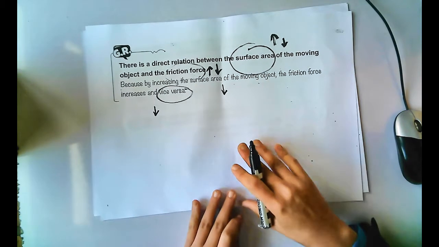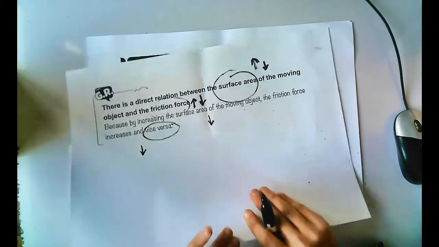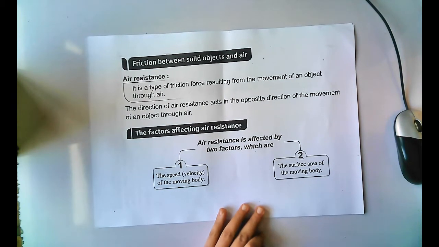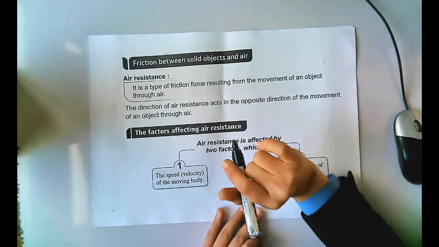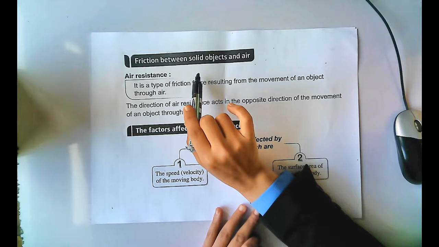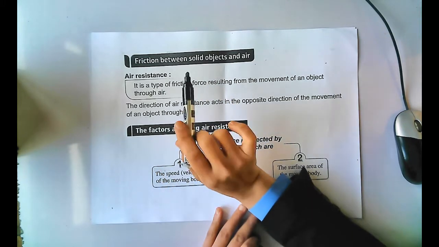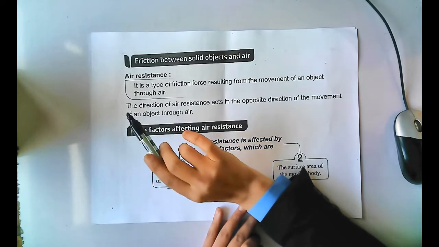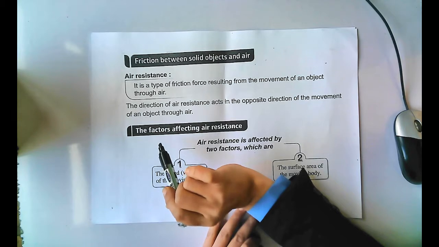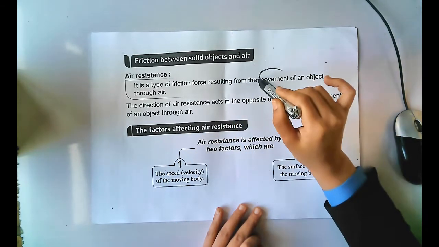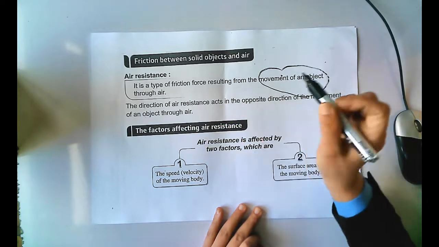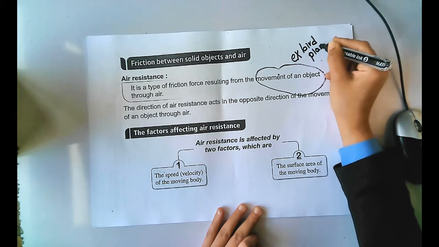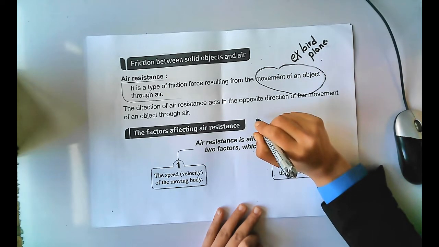Okay? Then the second type. We finished the first type, friction between two solids. Now the second type, which is friction between solid and air, which means, in other words, the air resistance. Air resistance is a type of friction force resulting from moving an object through air, like the bird, plane, rocket.